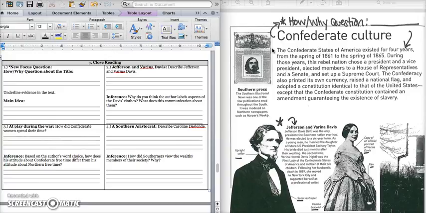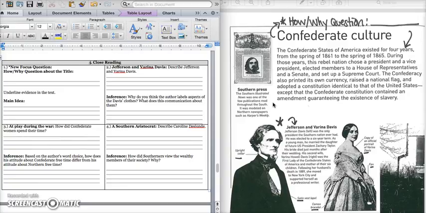The Confederate States of America existed for 4 years. From the spring of 1861 to the spring of 1865. During those years, this rebel nation chose a president and a vice president, elected members to a House of Representatives and a Senate, and set up a Supreme Court. The Confederacy also printed its own currency, raised a national flag, and adopted a constitution identical to that of the United States, except that the Confederate Constitution contained an amendment guaranteeing the existence of slavery.